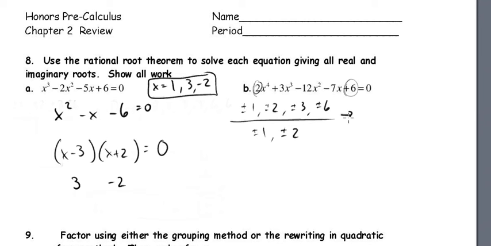So my possible rational roots are going to be positive and -1, positive and -2, positive and -3, positive and -6, as well as, I'm going to kind of curl it down below here, these are more rational roots, positive and -1/2.